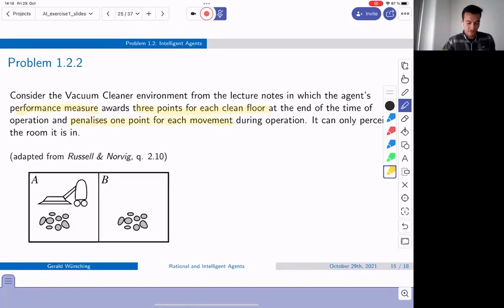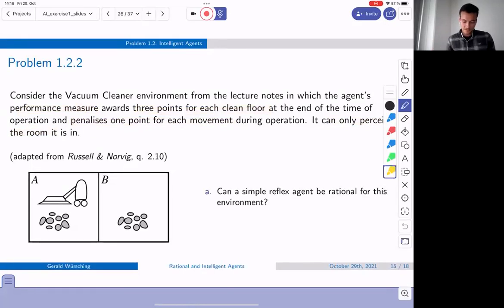So every time the agent moved from A to B, we would penalize this. And every time it cleaned, we would deduct 1 point. Every time the agent has cleaned a room, we would award 3 points. So these are the performance measures. And what's also important, it can only perceive the room it's currently in. So if it's in A, it can only see A.